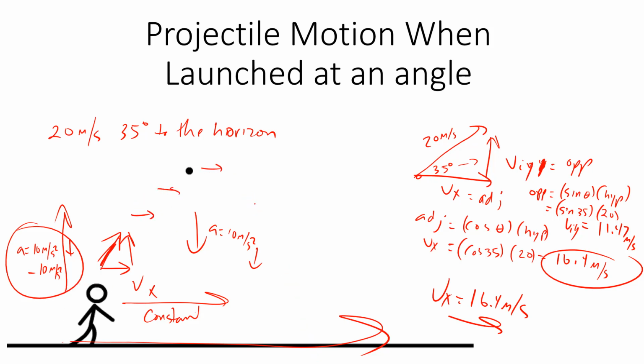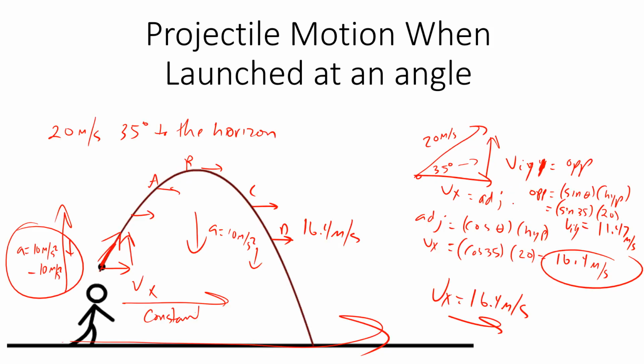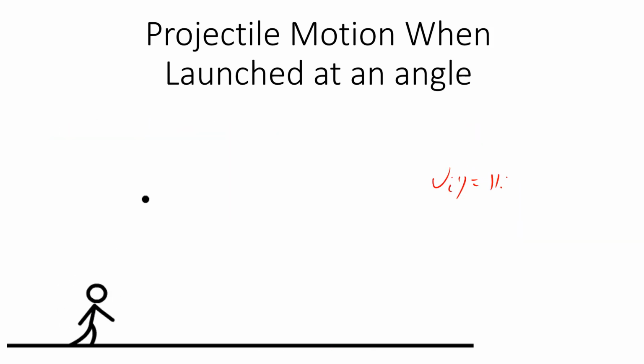In the picture I drew, let's find where this projectile is. There it is. This Vx, at any point A, B, C, D, wherever, is going to be 16.4 meters per second, unchanging. Let me clear this up a little bit. My Viy equals 11.47, and Vx, which we solved for in our last one, was 16.4.